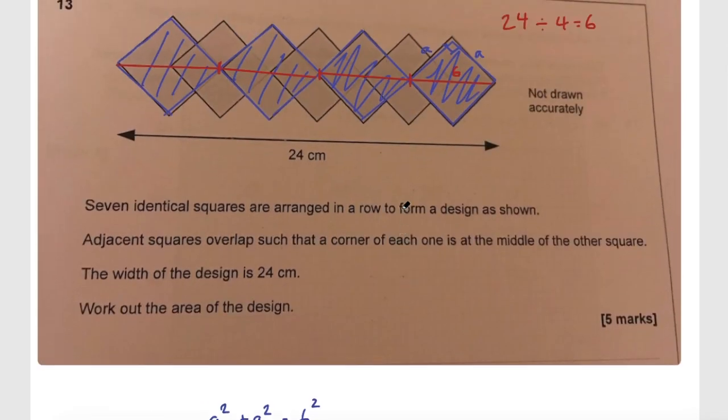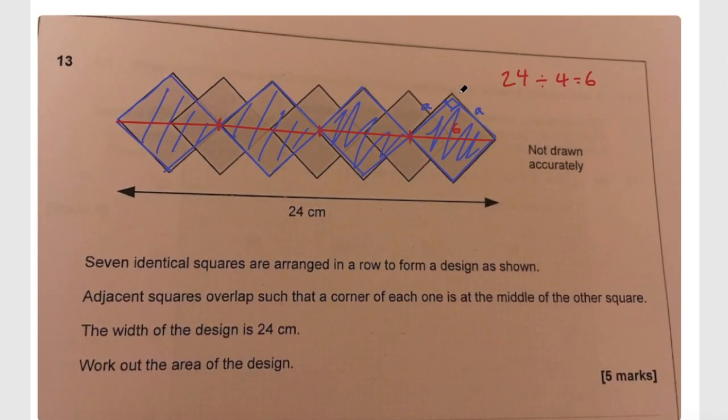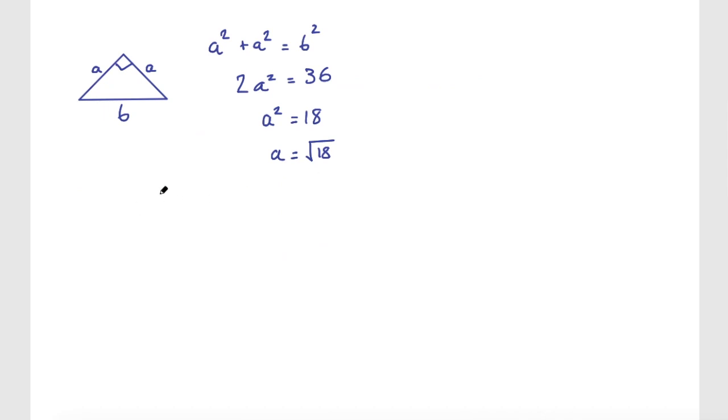Okay, so I know the side length of these squares is the square root of 18. Then I can find the area of the square by multiplying the sides together, or squaring the side length. So the area of the square is going to be the side length squared, so a squared. So that's going to be the square root of 18 squared. The square root of anything squared is just that number, so the area of the square is going to be 18 centimeters squared.